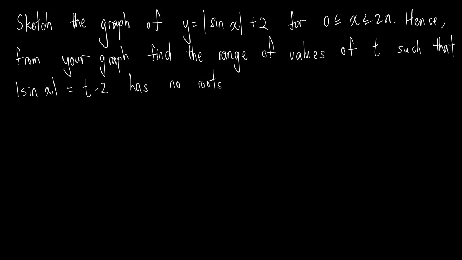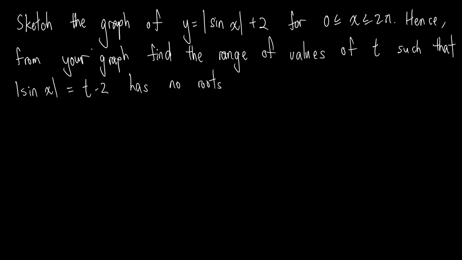Hey, welcome back. Today we'll be doing a more enhanced version of the trigonometric graph sketching problem. So this is the question. Sketch the graph of y equals modulus sine x plus 2 for this range, in between 2 pi and 0. And then from the graph we need to find the range of t so that this given equation has no roots.